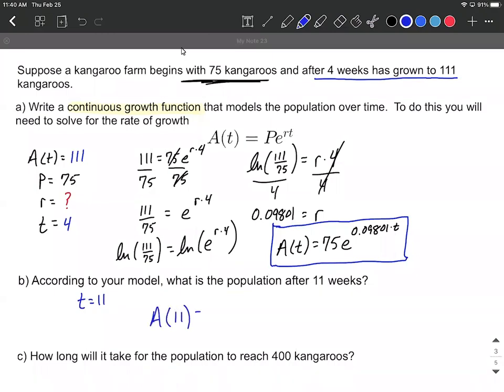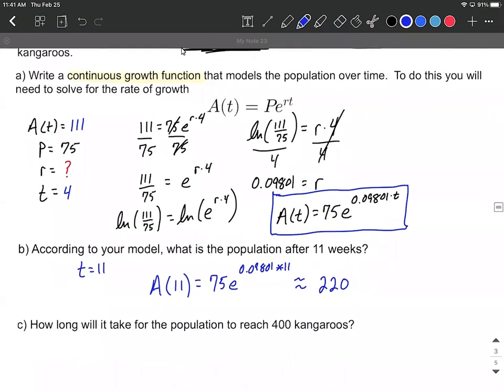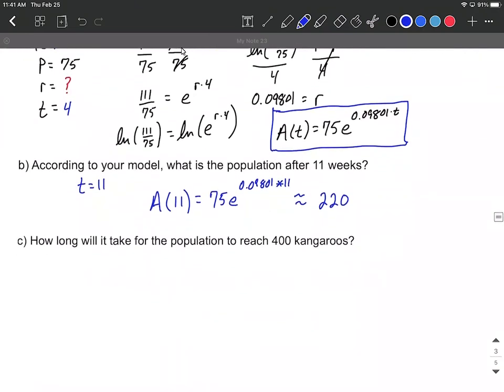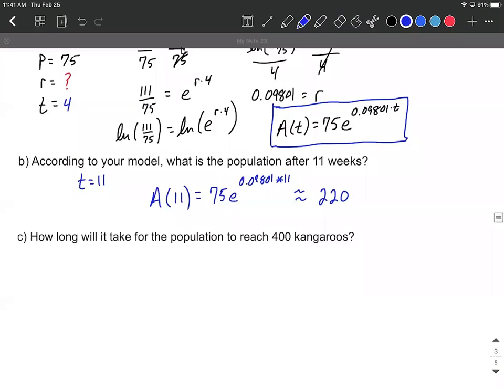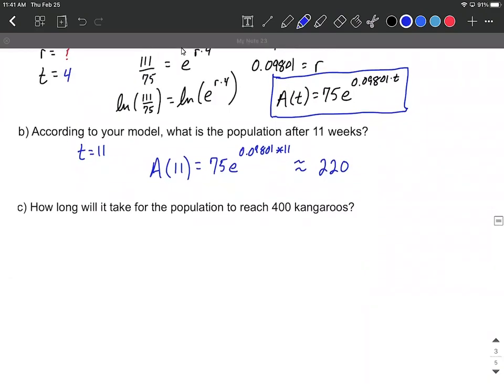A of 11 equals 75 e raised to the 0.09801 multiplied by 11. Okay, punching that into our calculator, rounding to the nearest kangaroo, we have 220 kangaroos after 11 weeks. Then we have one more follow-up question. How long is it going to take until the population reaches 400 kangaroos? Lots of kangaroos. All right, so that's an accumulated amount. A of t has been given to us to be 400.